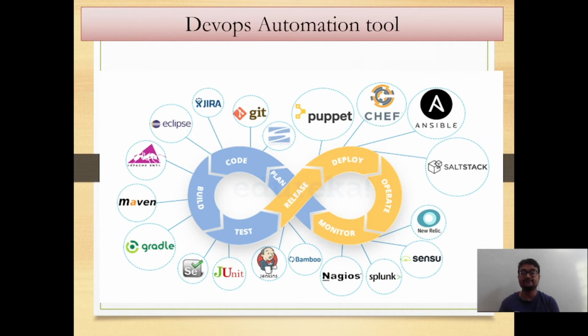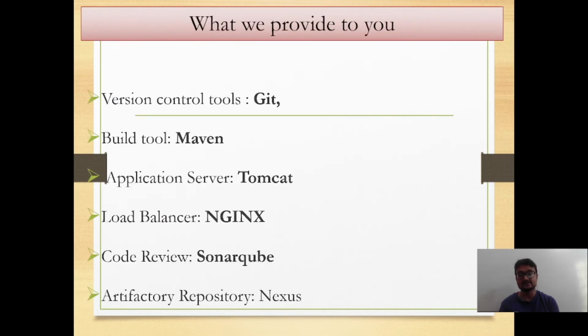Like for code we have taken Git, for build we have taken Maven, for testing we will take Java, the JUnit, for release we will use Jenkins, for monitoring Nagios, and for deploy we will use Salt. So these are the things we will see. So what are those things? Let's check what we provide to you in Techpragna for learning DevOps.